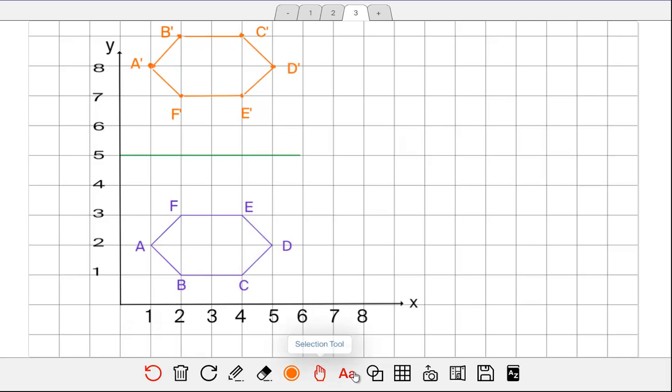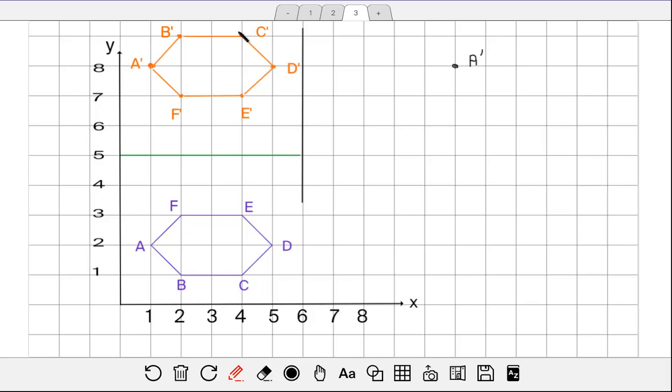Now, you can also do multiple reflections. So I'm going to do another reflection here. I'm going to show you what a horizontal line looks like. So let's say this is my reflection line here in this case. So I'm going to reflect this one in that line. So let's start at A here. A is 1, 2, 3, 4, 5 from the reflection line. So 5 on the other side, which would be right here. That's going to be A prime.